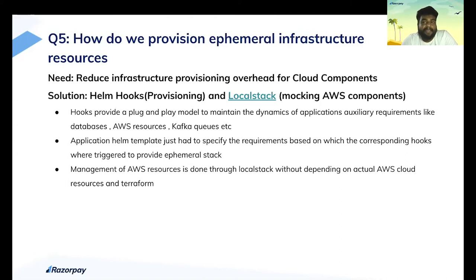What we mean by that is we have written two to three Helm hooks per requirement, which can be plugged into an application based on a requirement. So if, for example, an application is using SQS queues, they can plug in an SQS configurator as a hook, whereas an application using Kafka queues could plug in a Kafka configurator.